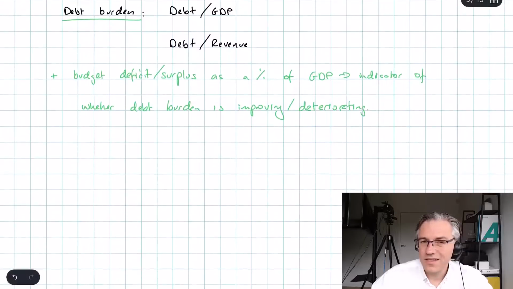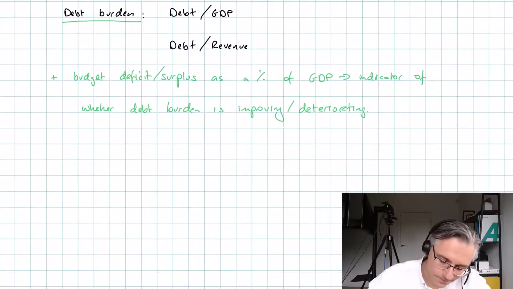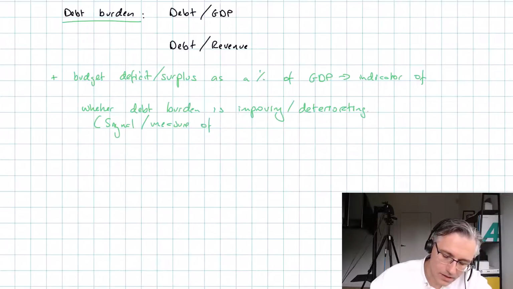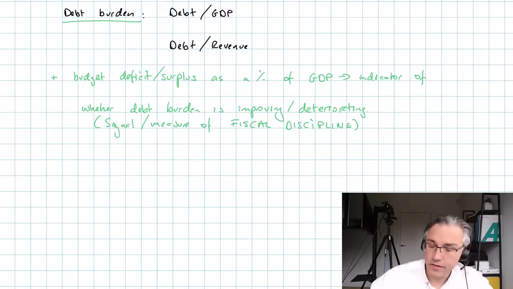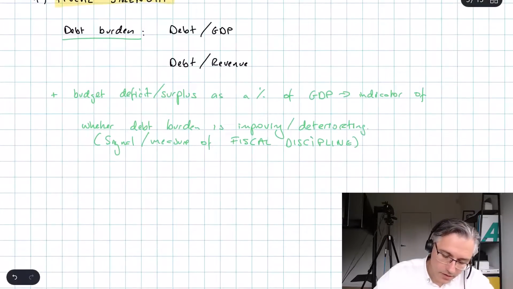Okay, and it's a signal or a measure of fiscal discipline. So once again, a throwback to the previous idea of fiscal discipline under fiscal flexibility that we discussed under qualitative factors. So that was debt burden over here.